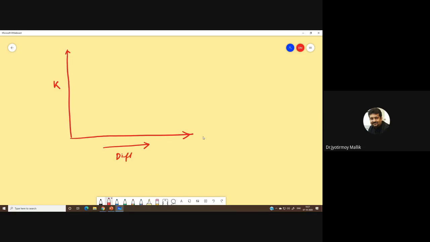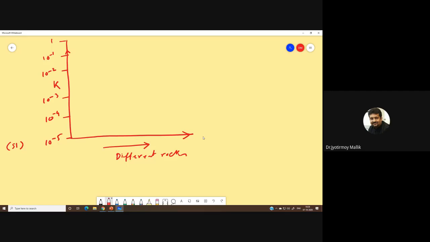So this is 10 to the power minus 5 SI units. Then this is 10 to the power minus 4, 10 to the power minus 3, 10 to the power minus 2, 10 to the power minus 1, and say 1.